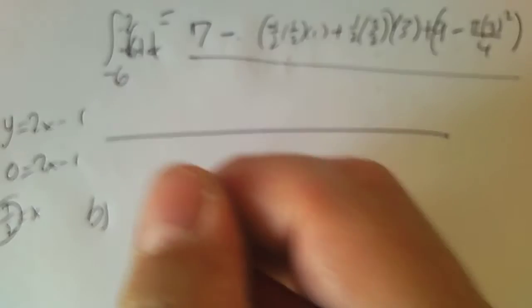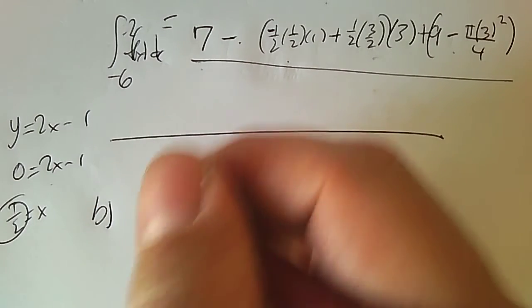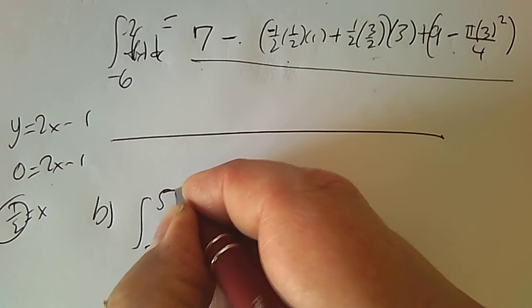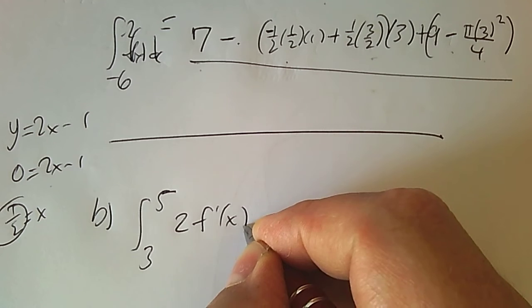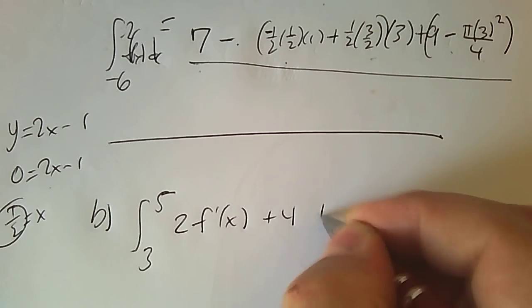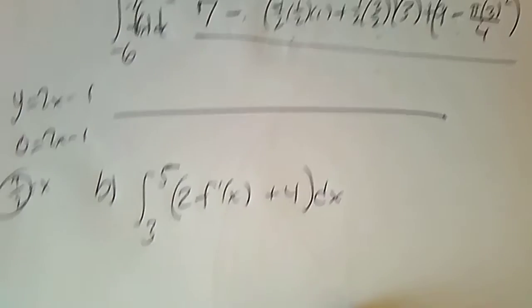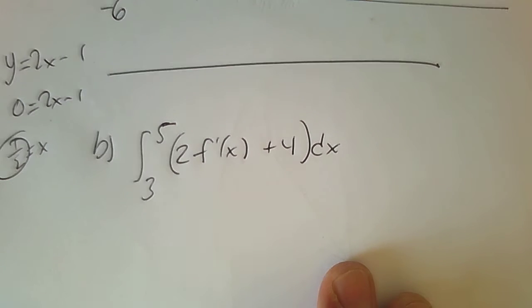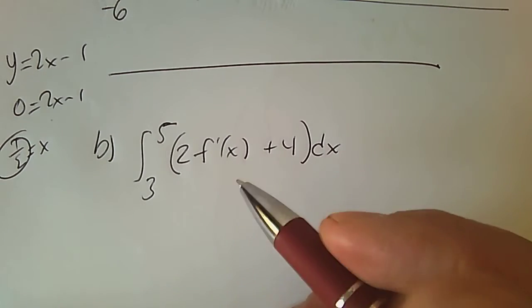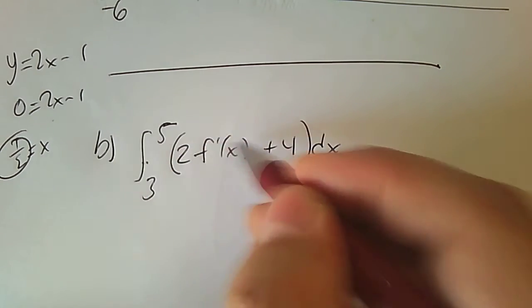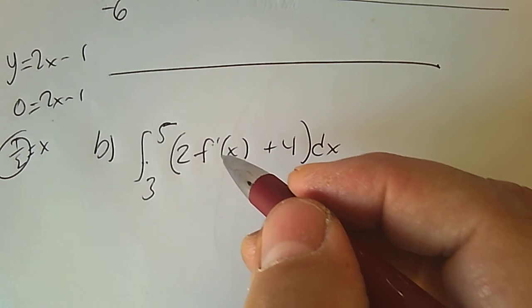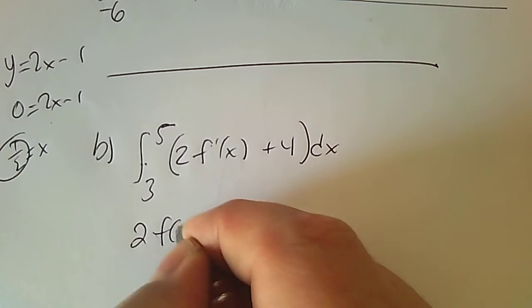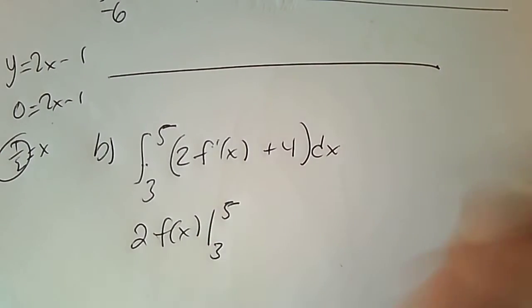All right, so in part B it says, evaluate from 3 to 5, 2 times the derivative of f of x plus 4 dx. So how am I going to do this one? So to start with, understand that when I take the integration and the derivative, they undo each other. And then when they undo each other, you're just left with f of x, and you're going to plug in from 3 to 5.